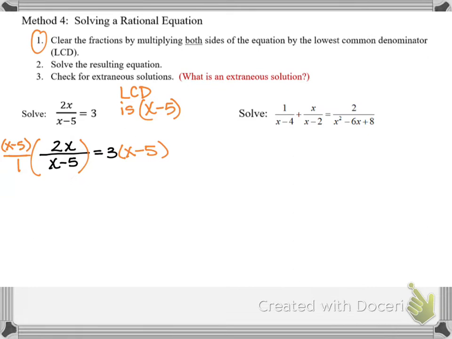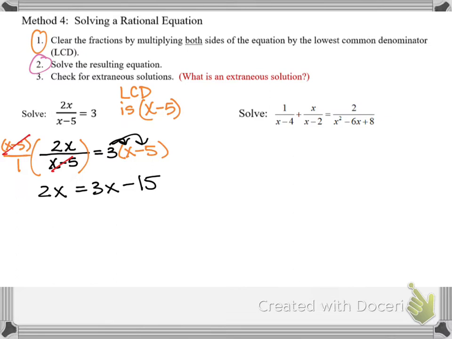Okay, so on the left side of the equation, when I multiply by x minus 5, notice how the numerator x minus 5 will cancel out my denominator x minus 5. So that's really nice. I'm just left with 2x. Now, on the right side, I distribute 3 for the result of 3x minus 15. So now I'm at step 2, where I'm going to solve the resulting equation.